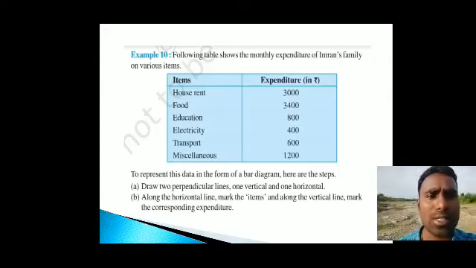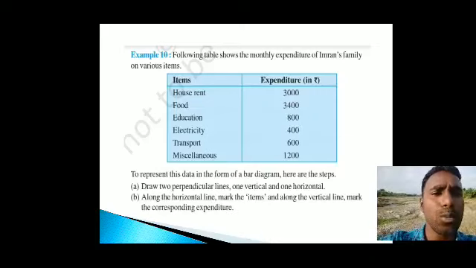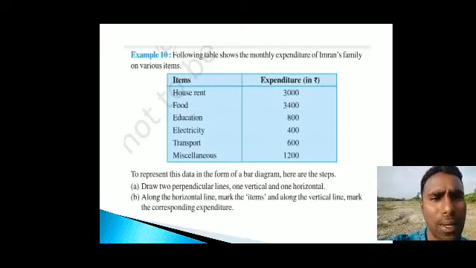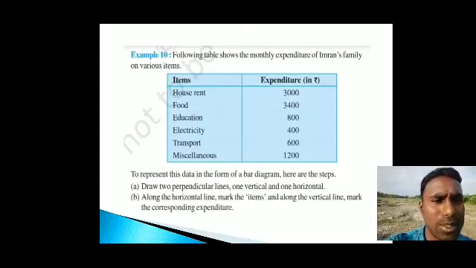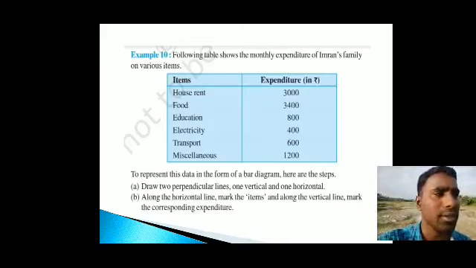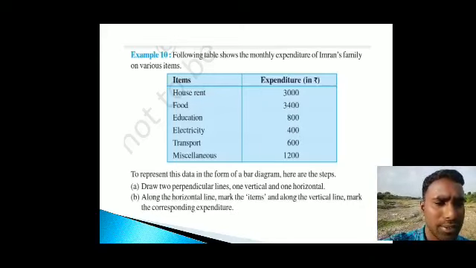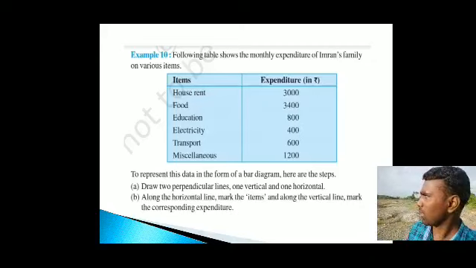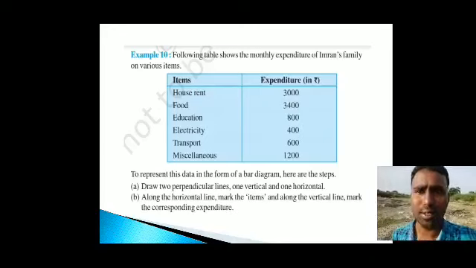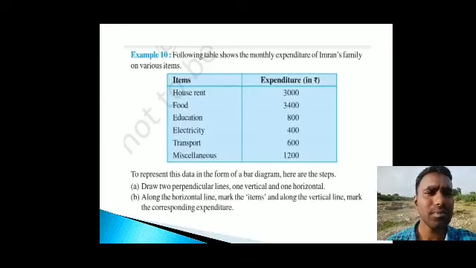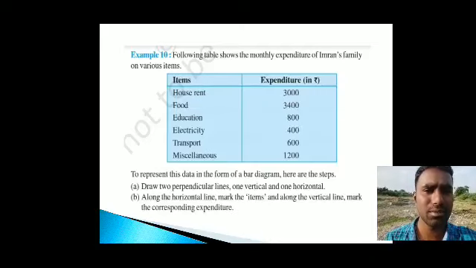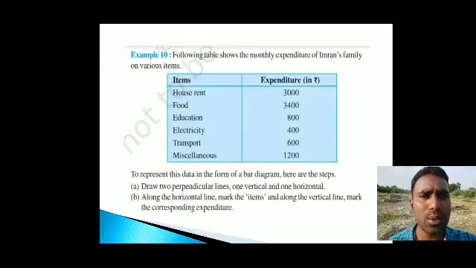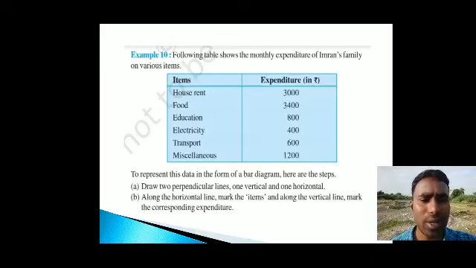In your book, first, draw two perpendicular lines, one vertical and one horizontal. Along the horizontal line, mark the items, and on the vertical line mark the corresponding expenditure. This means, you studied the graph, right? In the graph, the x-axis and y-axis will be present. On the x-axis we take some quantity, and on the y-axis some other quantity. So the relation between these two is what we are going to find.